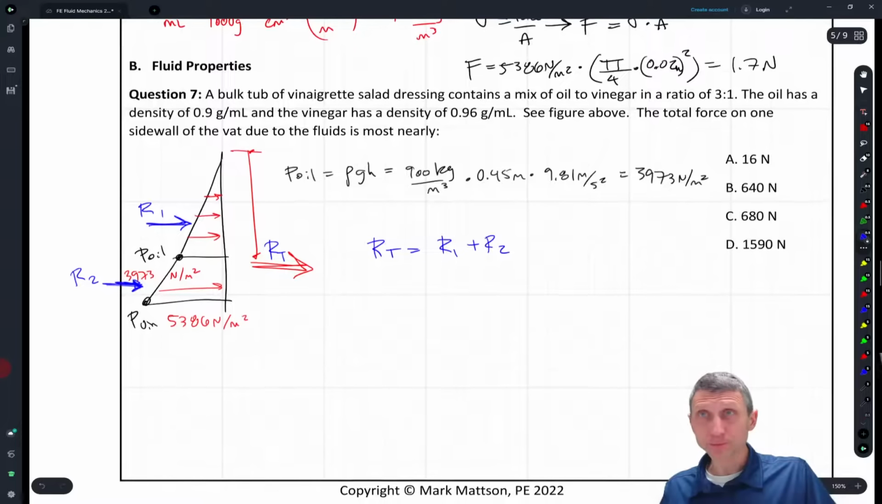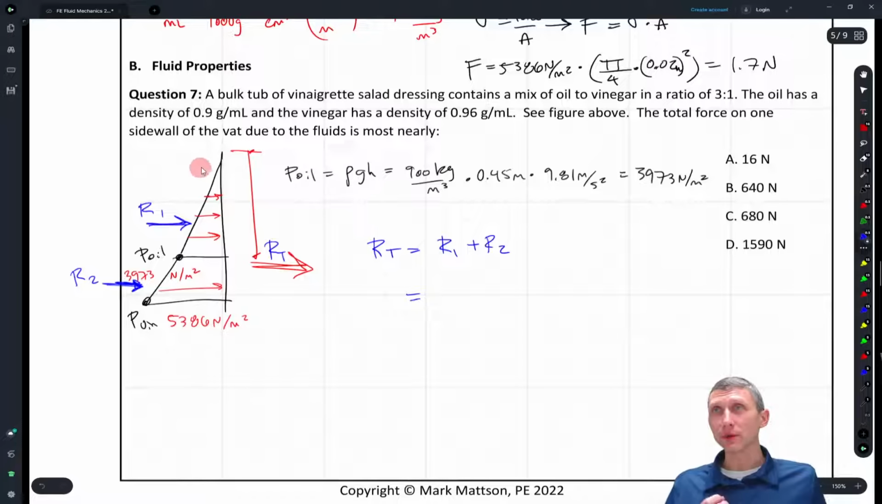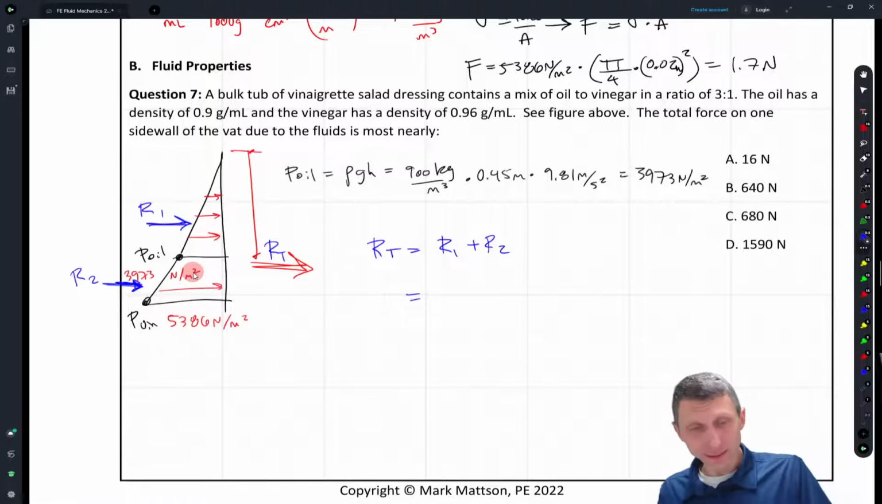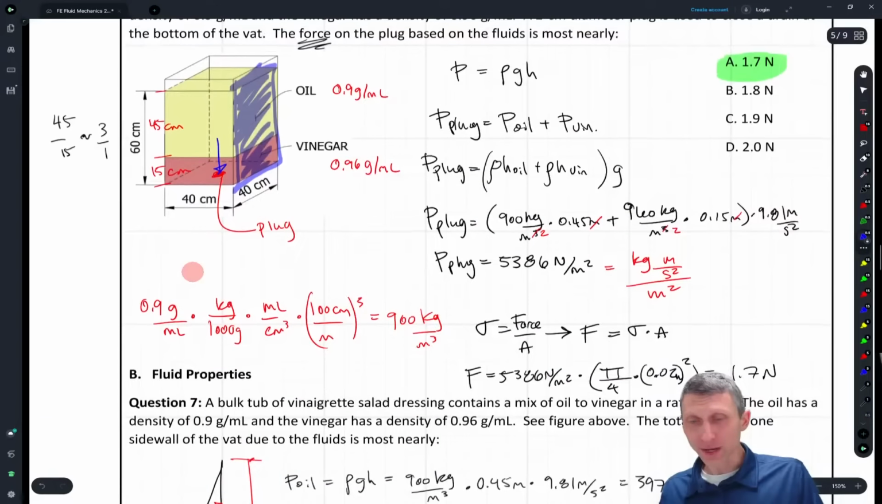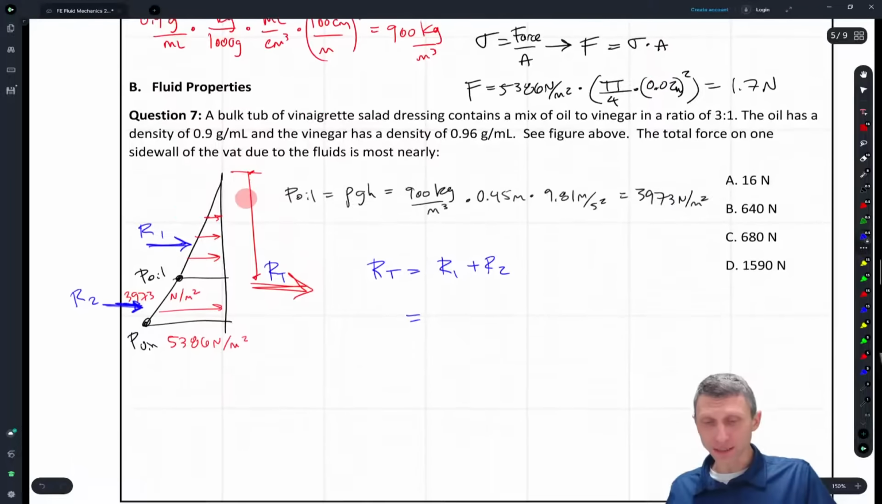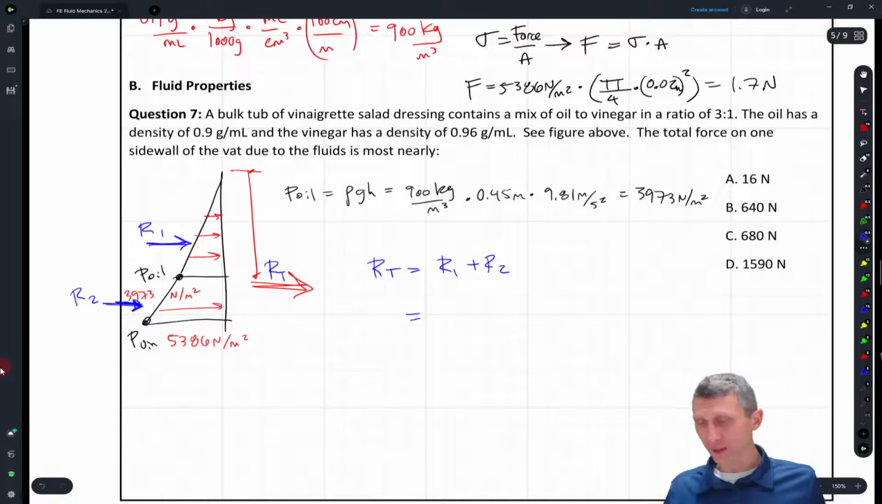So how do we get that? We just find the areas. This is just a pressure diagram, so all we want is the area of this triangle, which gives us R1, and the area of this trapezoid, which gives us R2. But we can't forget one thing: it's a square tub, and no matter which way you look at it, it's 40 centimeters into the page. So that resultant force, you'll see it in the units, but we have to include that 40 centimeters into the page.